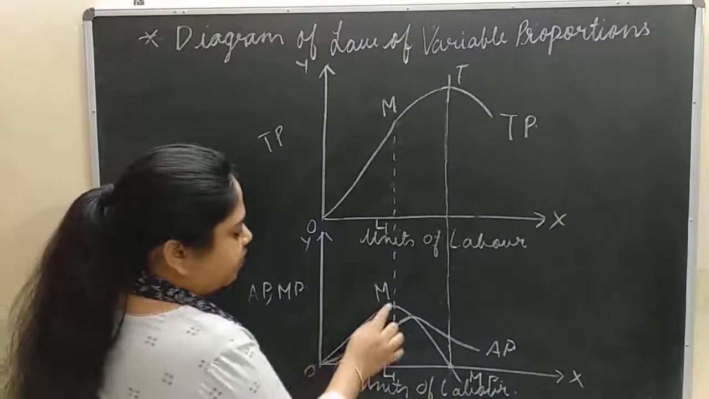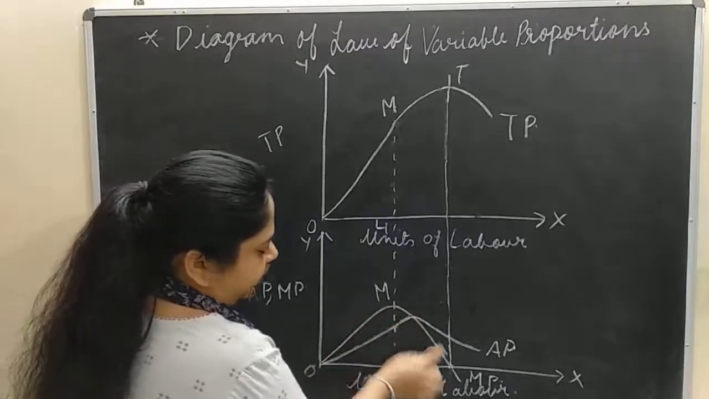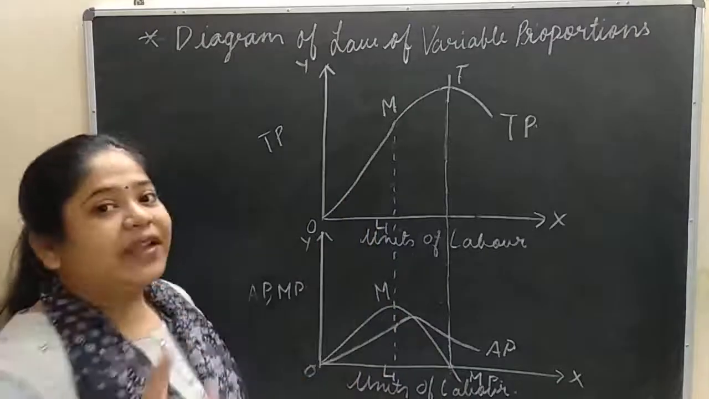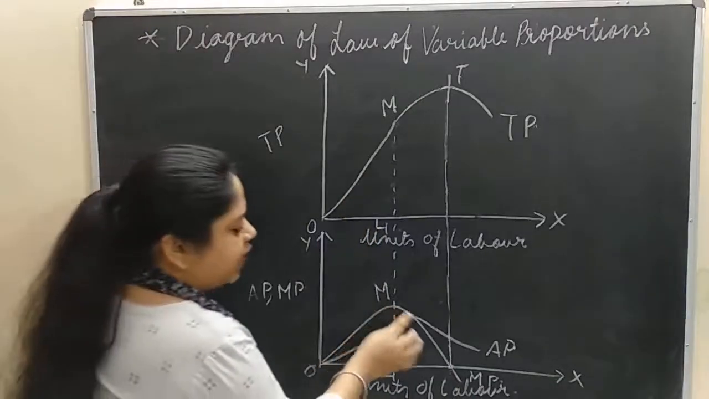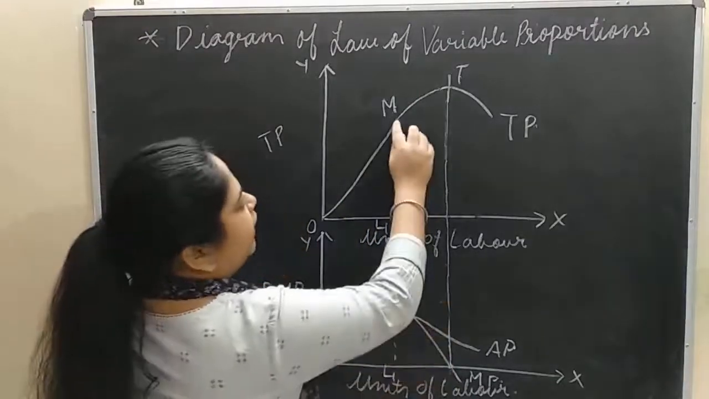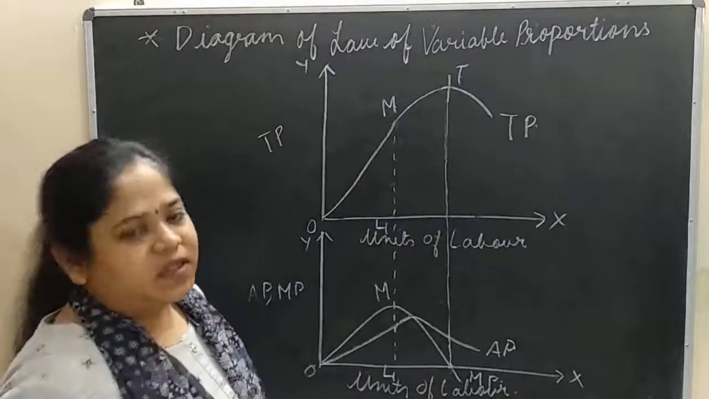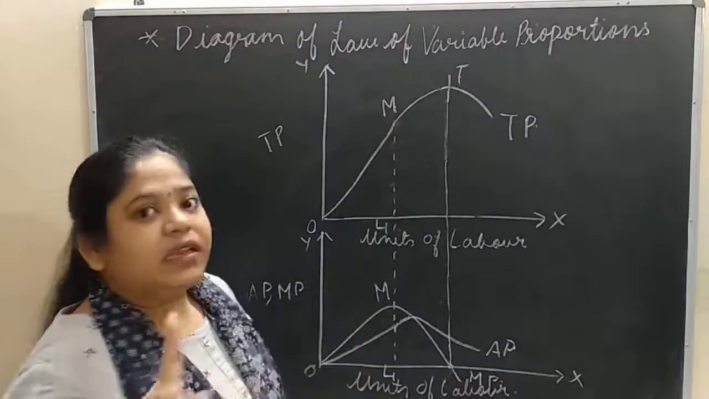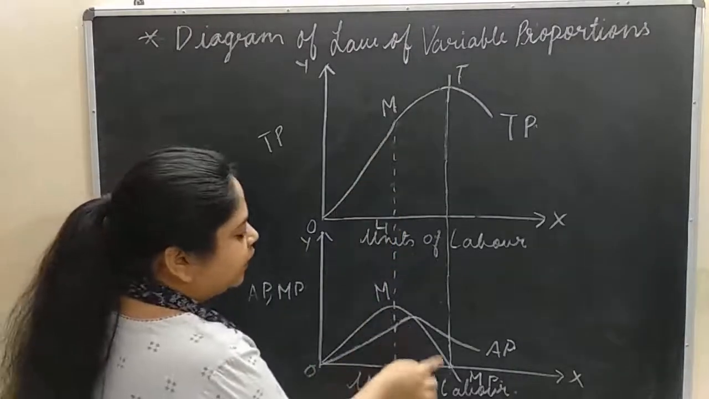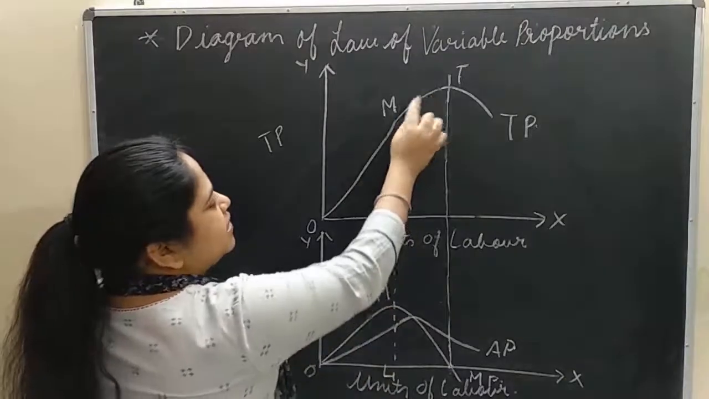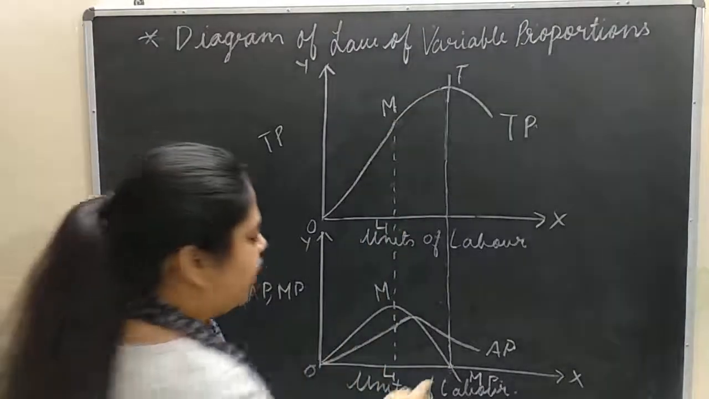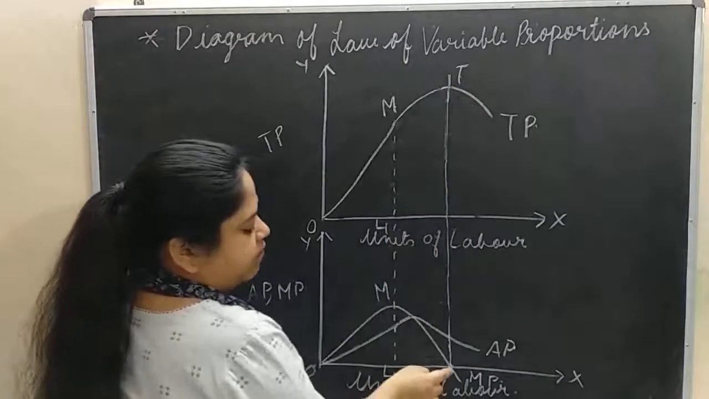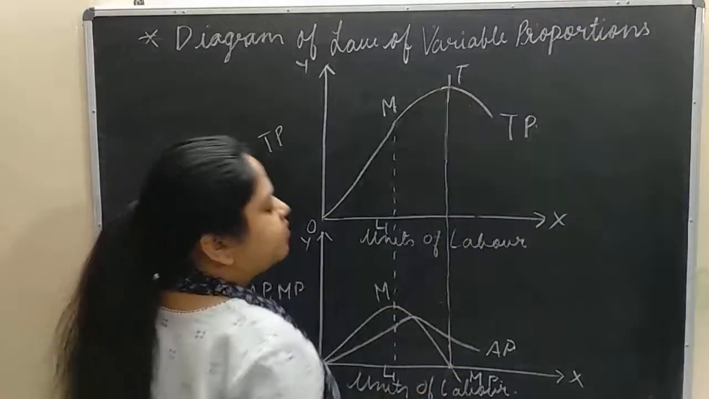When MP increases, this is the MP curve. When MP increases, TP increases at an increasing rate. When MP decreases, TP increases but at a decreasing rate. When MP is 0, TP is maximum.